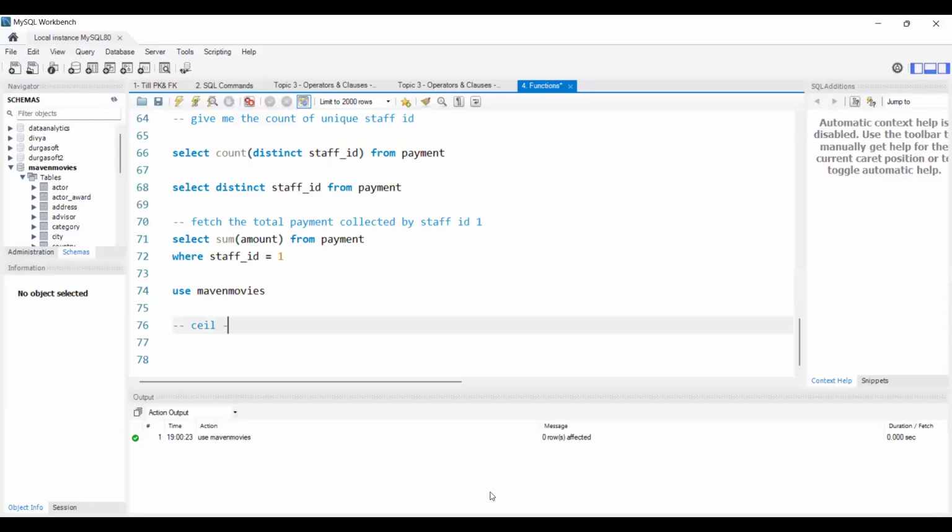When it comes to ceil, guys, is my voice breaking or am I clear? Your voice is clear. Okay, I don't know why, whatever you are saying is breaking for me. Okay, let's see.